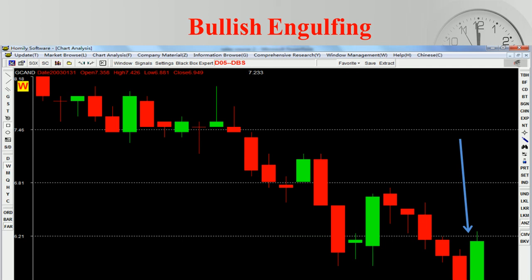Bullish engulfing, we can see this is the bearish candlestick, then the bullish candlestick. The bullish candlestick body covers the bearish candlestick, okay? So this is the bullish engulfing. If you see the bullish engulfing appears, you should know the price may go up. I use may, not must, okay? So it may go, as a possibility.